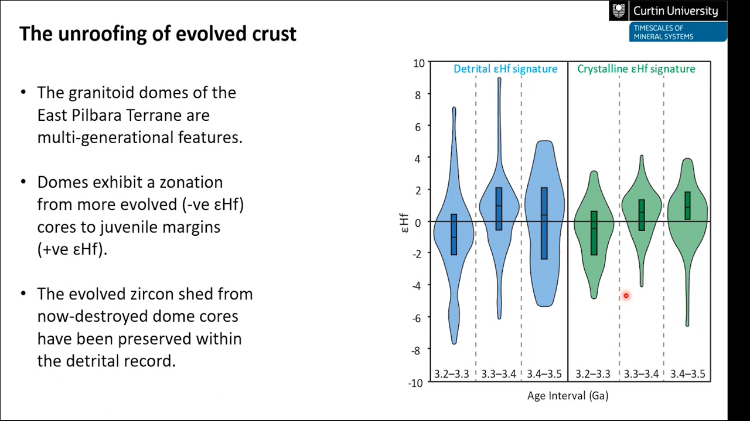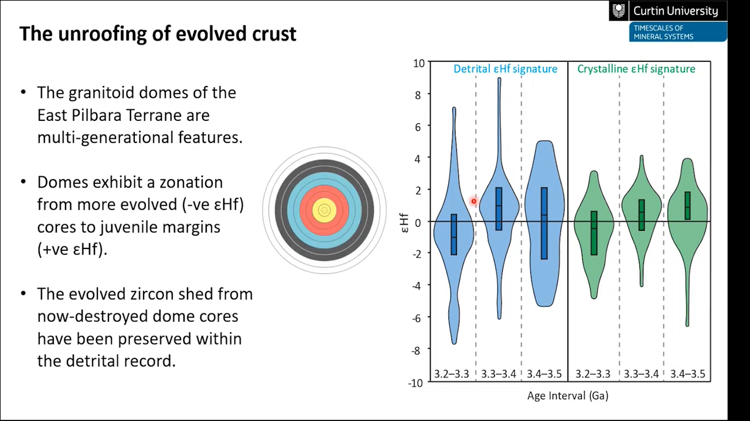So the evolved zircon shed from now destroyed dome cores, you could say, dome cores that have now been subsequently destroyed or assimilated. The zircon was shed from these dome cores. You can imagine a target where you have evolved zircon here being shed and lost into the detrital record, and they have been preserved within basins during which extensive reworking eroded and transported the zircons to their present resting place.